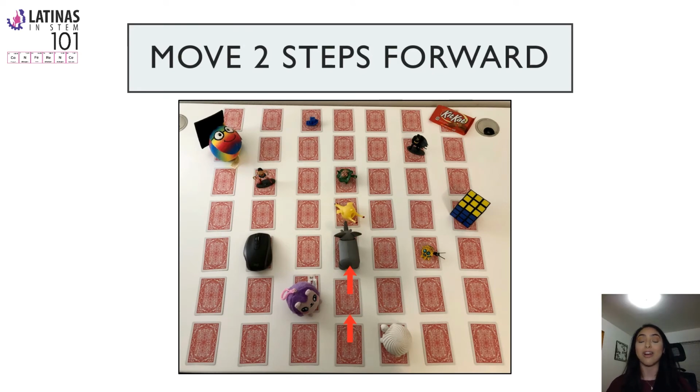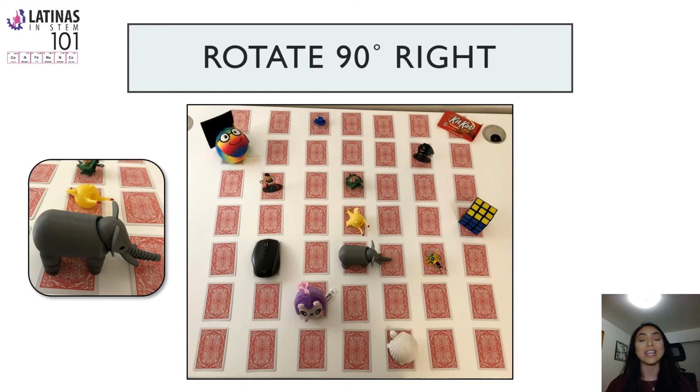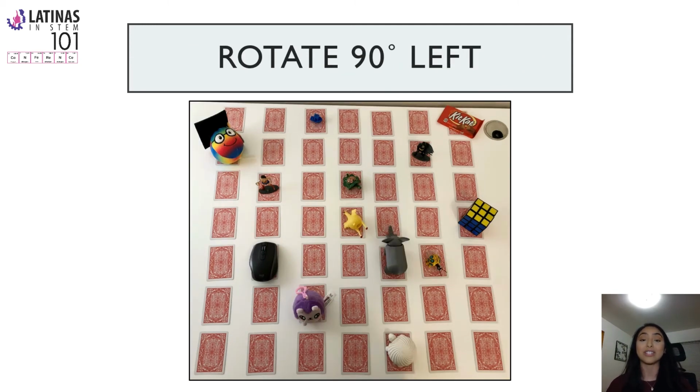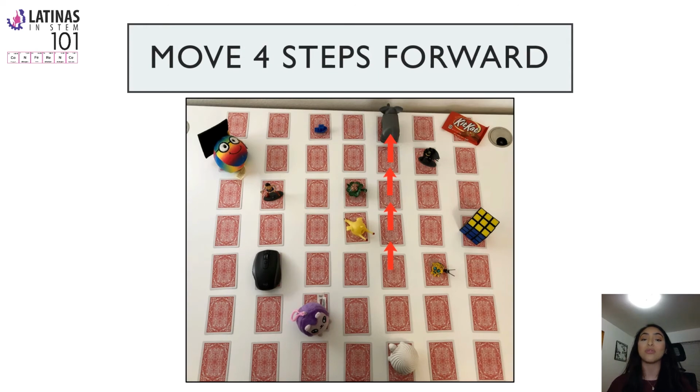However, we come across another obstacle, and this time it's a chicken. So what do we have to instruct our elephant to do? We're going to tell our elephant to rotate 90 degrees right, because there's another clear path ahead again. And we can go ahead and tell our elephant to move 1 step forward. However, we come across another obstacle. So what do we have to instruct our elephant to do? Yes, we have to tell our elephant, rotate 90 degrees left so we can have a clear path ahead again. And so now we can tell our elephant to move 4 steps forward.